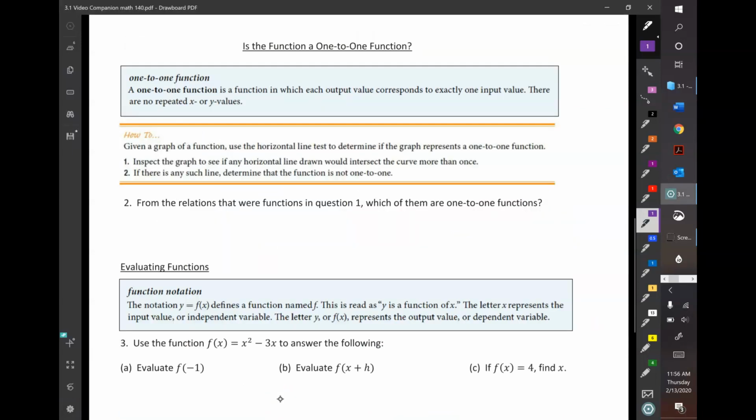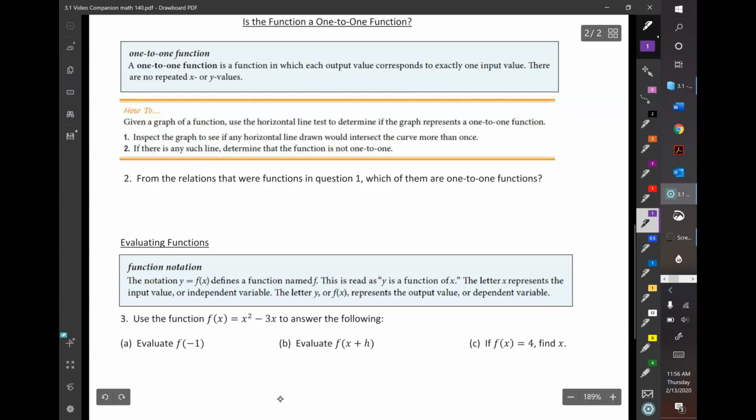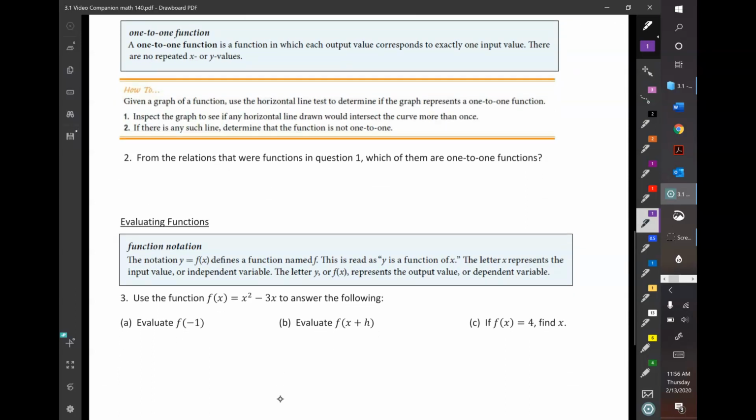So a one-to-one function is a function in which each output value corresponds to exactly one input value. There are no repeated x or y values. We just talked about that in the graphs a moment ago. So we looked at the horizontal line test to determine if it's one-to-one. You can also just compare like a chart. So from the relations that were functions in question 1, which of them are one-to-one functions? We already talked about that. So it was actually just E.